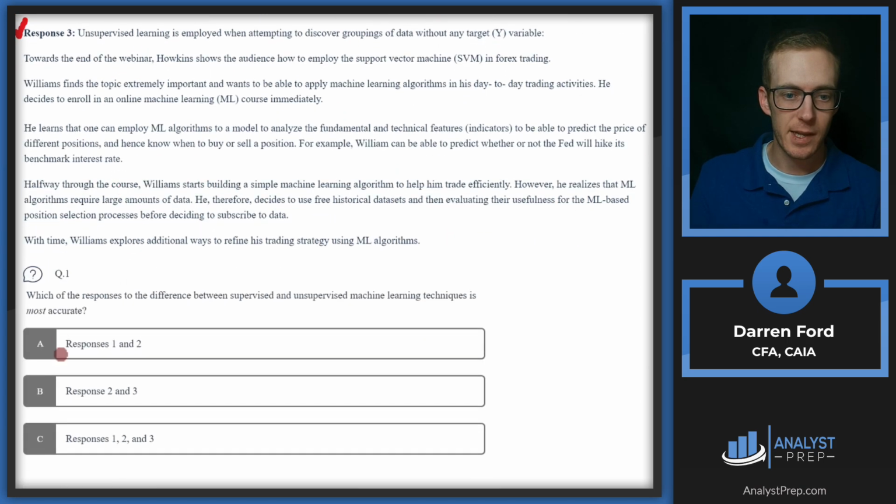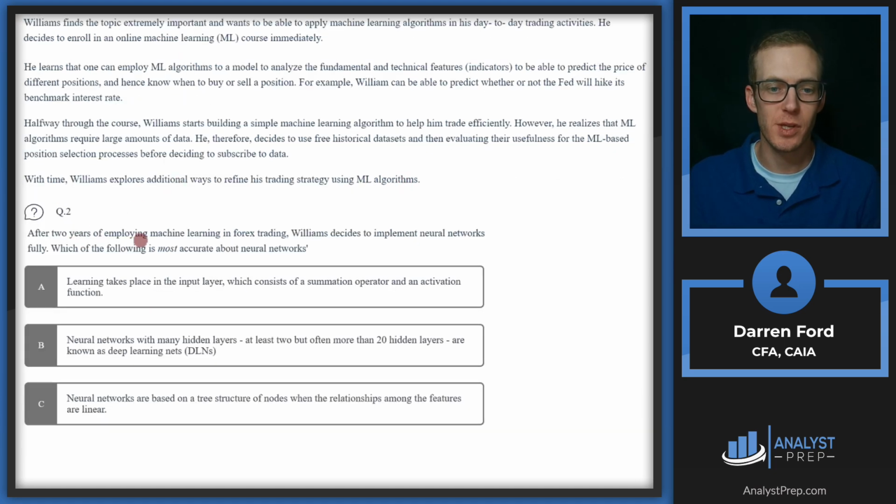Let's take a look back at our answers. So we've got responses 1 and 2, nope. Responses 2 and 3, nope. Or responses 1, 2, and 3, all most accurately correct. C. Question 2. After 2 years of employing machine learning in Forex trading, Williams decides to implement neural networks fully.